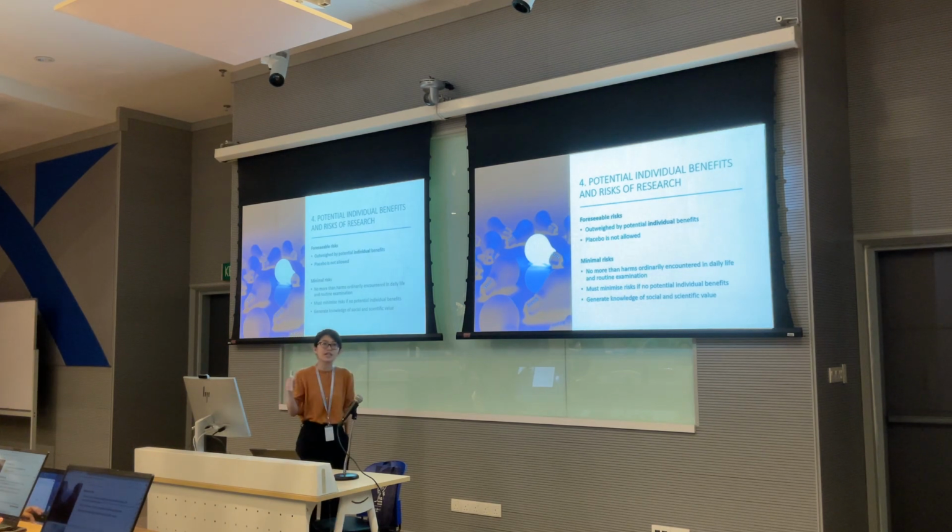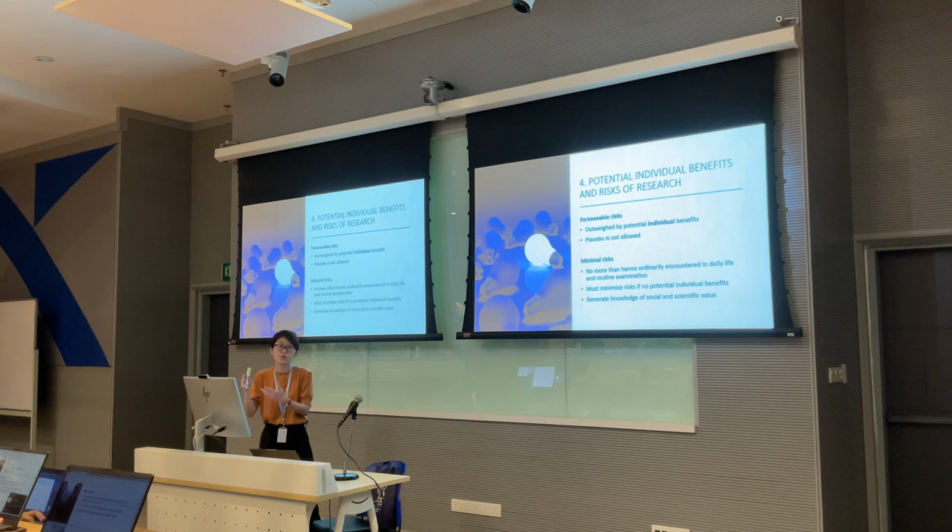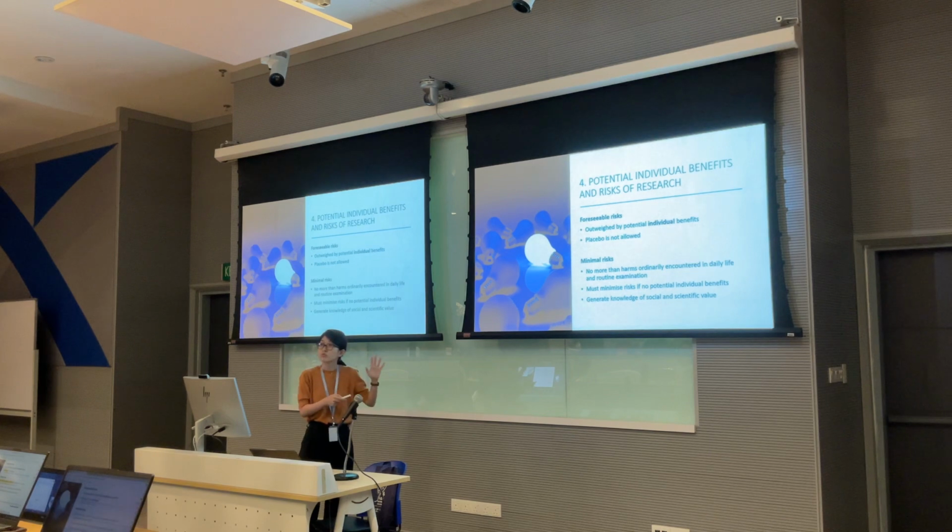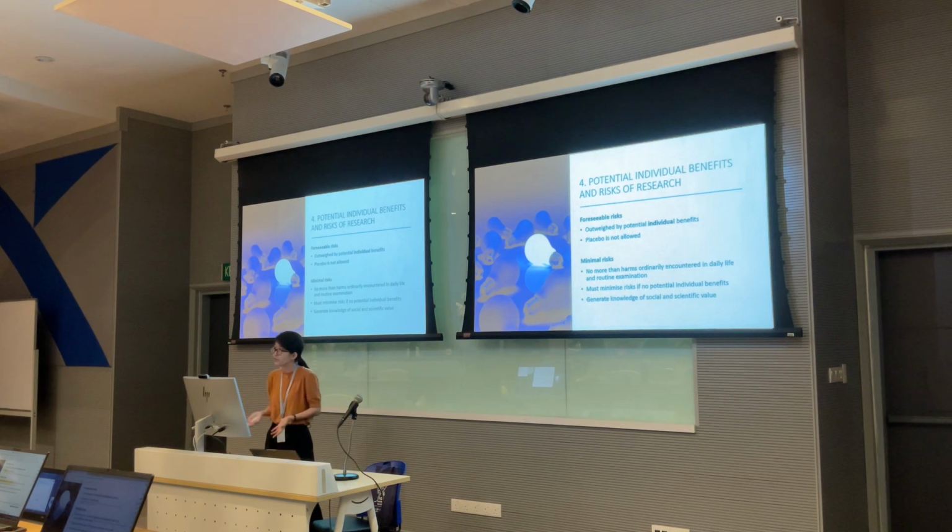Maybe some of your studies do not have direct benefit to the participants. You are doing the research for the whole social population in the future. For example, if you want to develop a vaccine, you are not sure whether it will create any benefit to the participants, but it will create a great impact in the future for society. So in this case, try to reduce your risk to the minimum because they don't get any benefit. They join your research voluntarily, right?